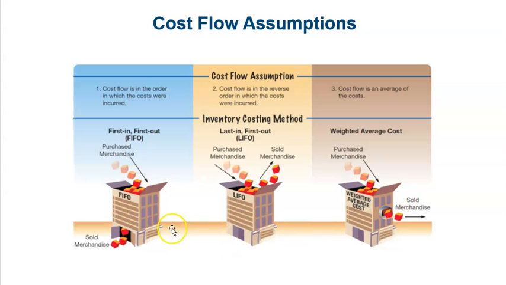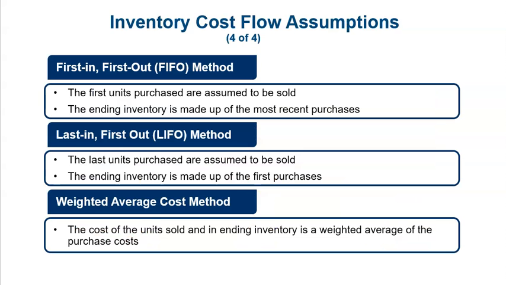For all of these, the reason that we need to know this is because it tells us our cost of merchandise sold, and it also tells us our ending inventory. Under first in, first out, the first units purchased are assumed to be sold. The ending inventory, therefore, is made up of the most recent purchases, because those are the ones that we haven't sold yet. Last in, first out is the opposite. The last units purchased are assumed to be sold, and therefore the ending inventory is made up of the first purchases, because that's what's left.